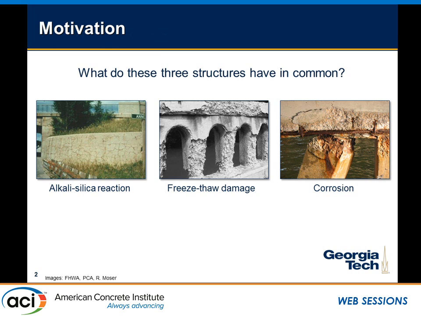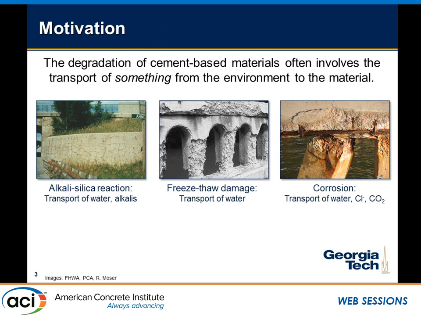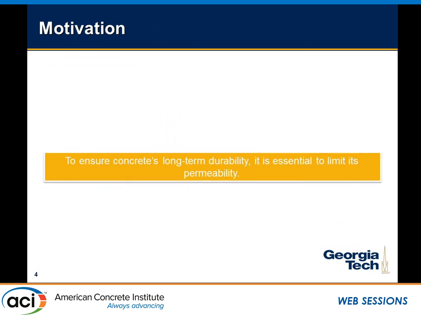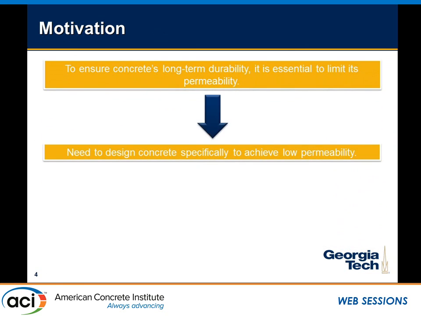They're all different types of degradation of concrete, but they all have one thing in common. And that's that they all involve the transport of something from the environment into the concrete, and that's what ultimately leads to this type of degradation. So if we want to design concrete for durability, it's very essential that we can also ensure that we're designing it for low permeability. And that starts at the mix design stage. So we need specifically to be able to design concrete that can achieve low permeability, and we need to know that we're doing that while we're designing the mixes themselves.